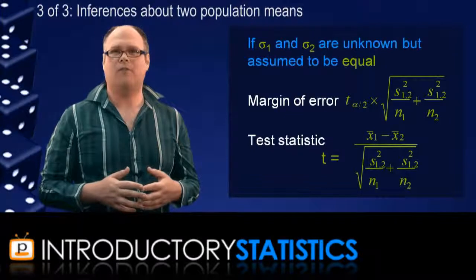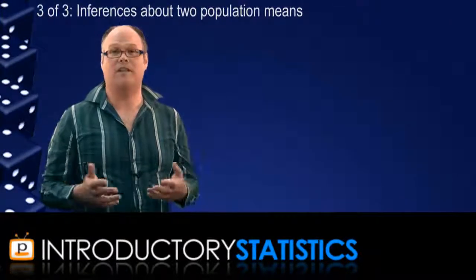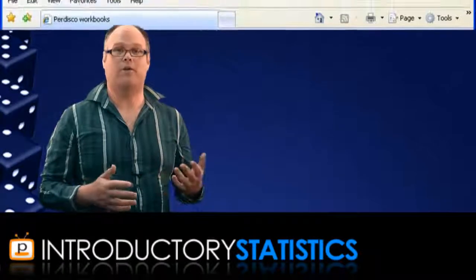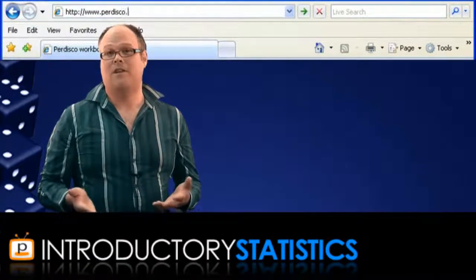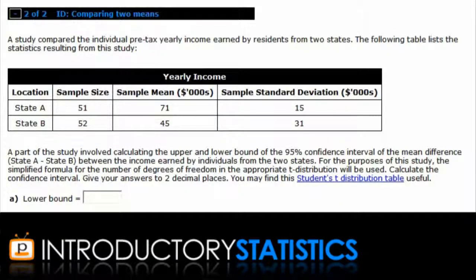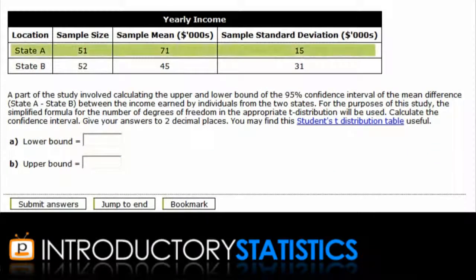So there are a lot of different possibilities here, and you'll get better at spotting the correct method to use as you get more practice. In the Pedisco workbook, we have a variety of questions that help you detect which situation you're in and which method to use. So right now, let's have a look at one such situation. In this question, the average incomes from two different states are being compared. We have a sample of incomes from state A and another sample of incomes from state B. We're being asked to find the 95% confidence interval for the difference between the two mean incomes.